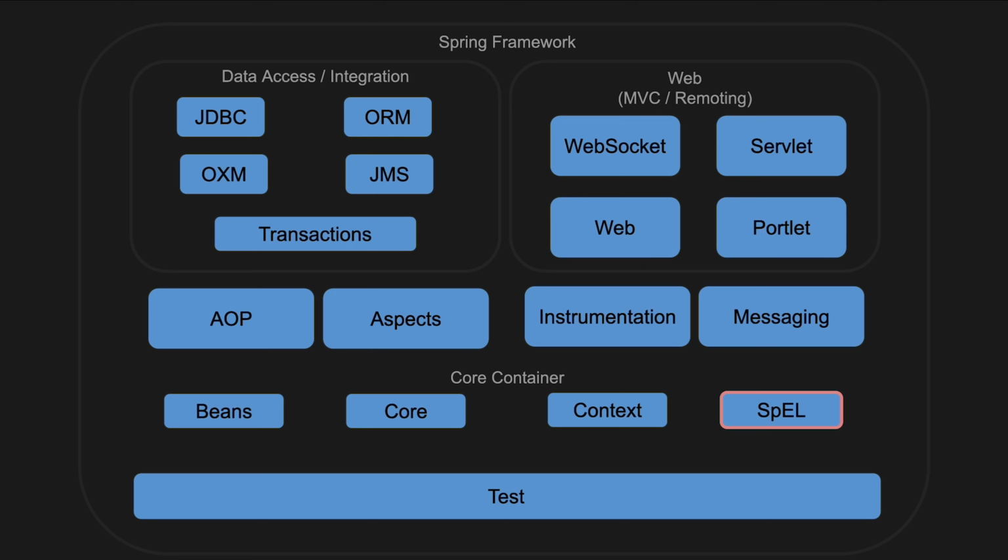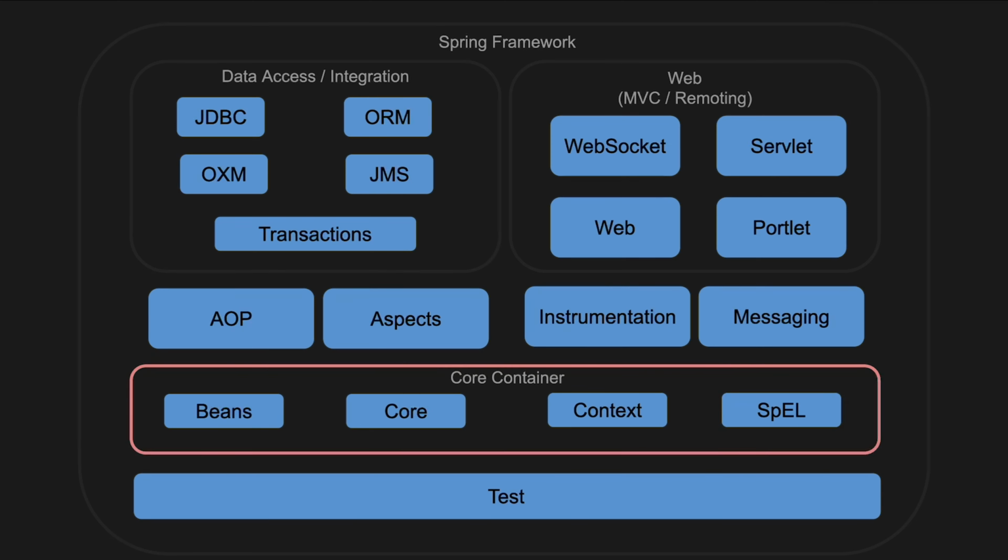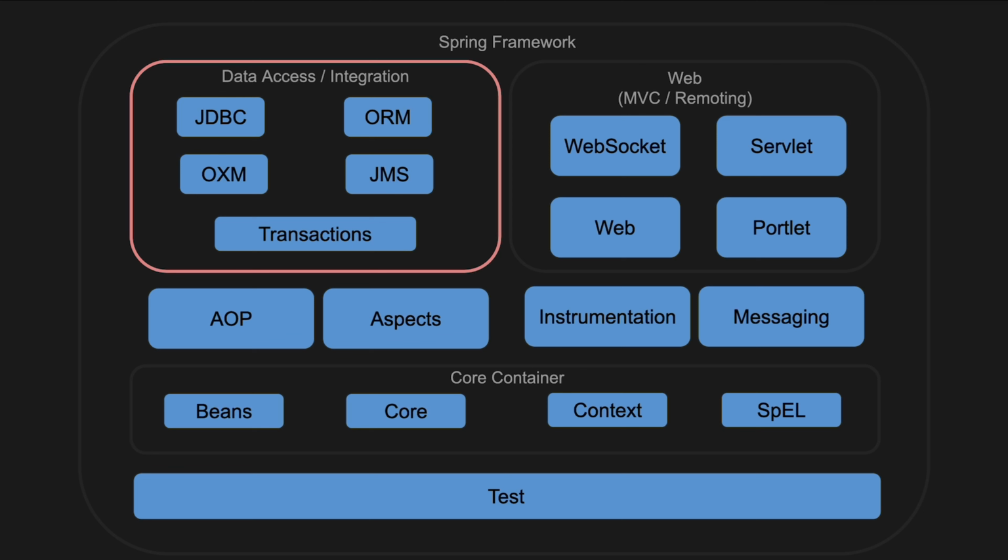However, SpEL can be used in various contexts, such as annotations of value, conditional, or in XML configuration files, method invocations, and more, allowing for dynamic expression evaluation and configuration in Spring applications. So until now, we have discovered the Spring Core container completely, and in next videos, we will go ahead and learn about data access in Spring.